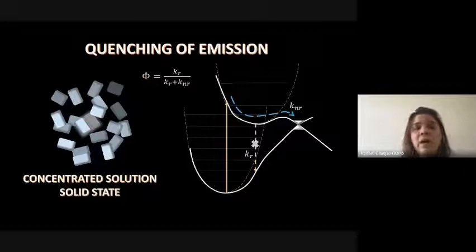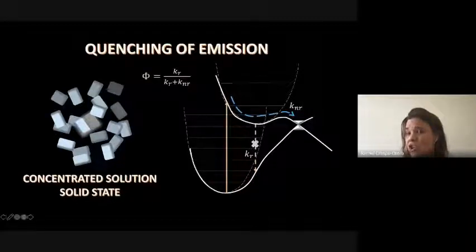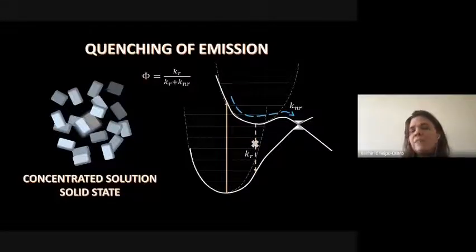And essentially, in most of the cases, we will have quenching of emission. Quenching comes in many cases because of the stabilization of charge transfer complexes, for example, where you can have some decay through conical intersections. And in many cases, it also comes from the stabilization of pi-pi interactions.